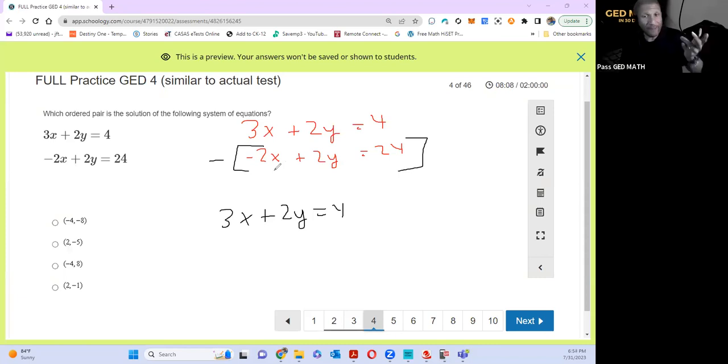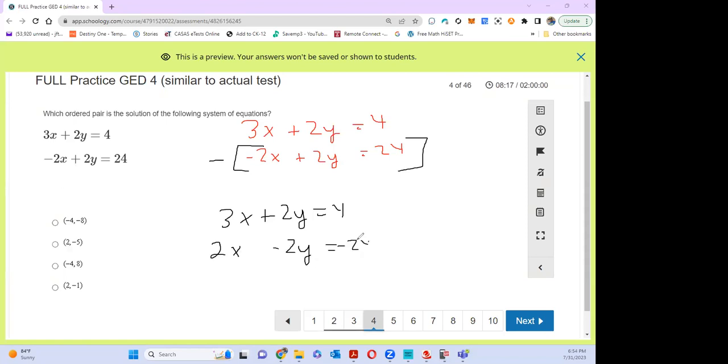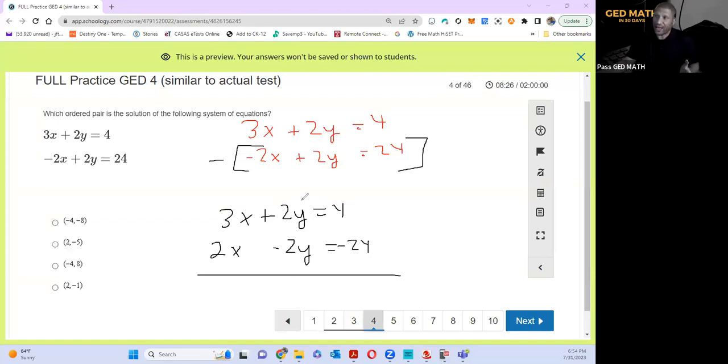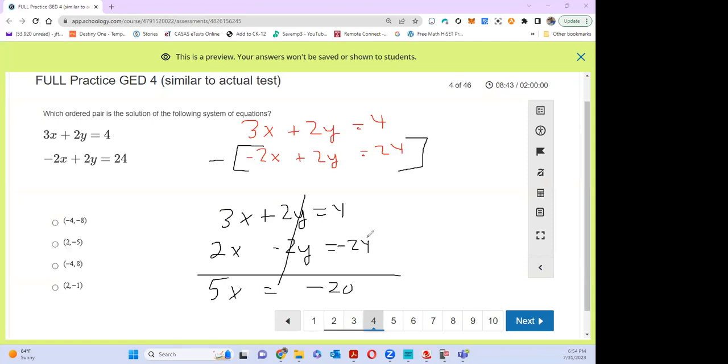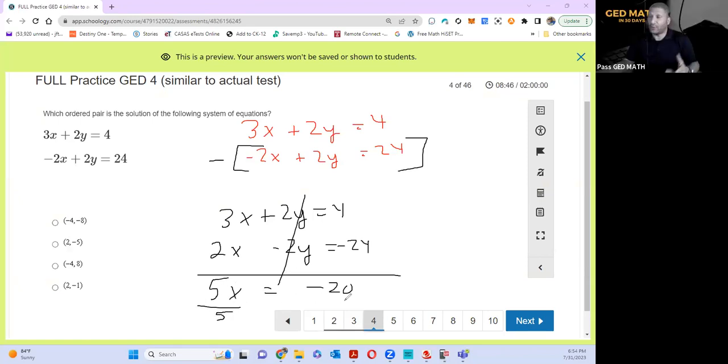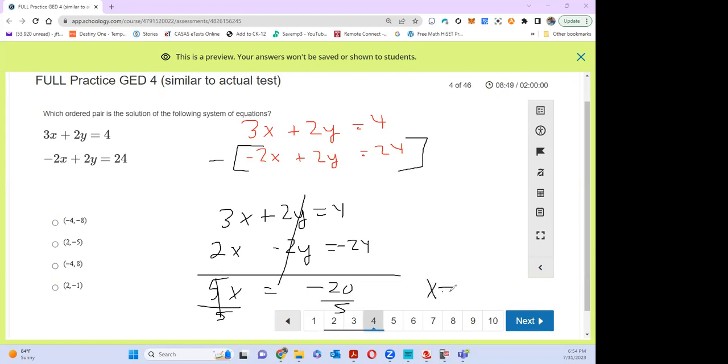When you multiply by a negative, it changes the sign of everything in that equation. So I'm going to get 2x minus 2y equals minus 24. Minus 2x becomes positive 2x, plus 2y becomes minus 2y, and 24 becomes negative 24. What you should see now is those two y's cancel. I eliminated a variable. That's why it's called elimination. I get 5x equals negative 20. Negative 4 plus 4, since the largest number is negative, I know I'm going to have a negative answer. And then minus 24 plus 4 is minus 20. I divide both sides by 5. I get x equals negative 4.